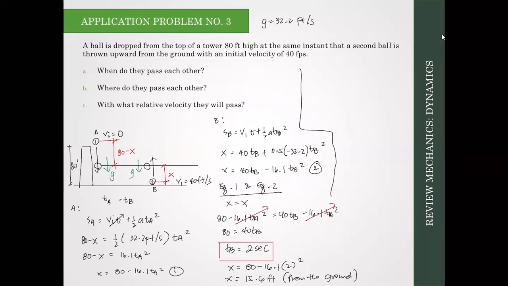Or yung 80 minus X natin, which is 80 minus 15.6, this will be 64.4 feet from the top of the tower.